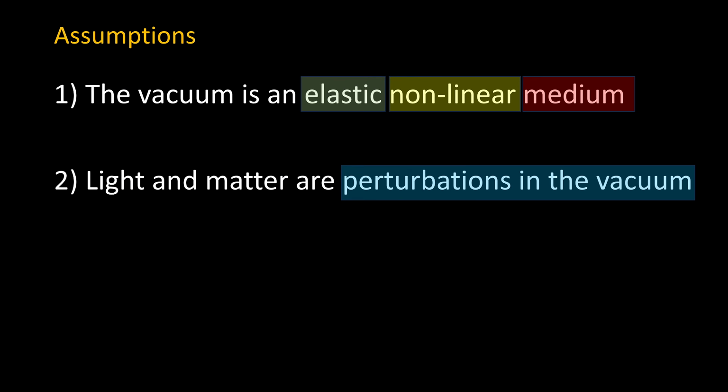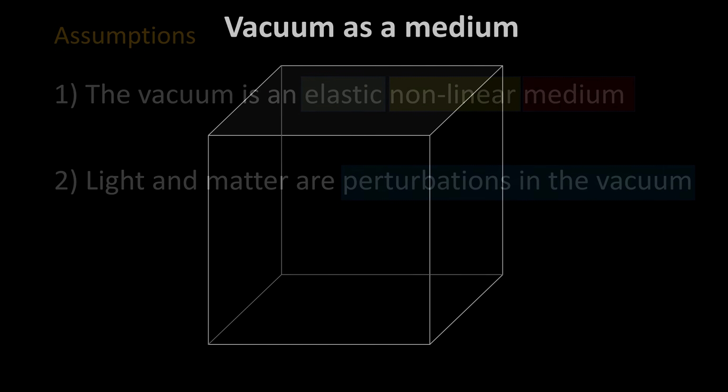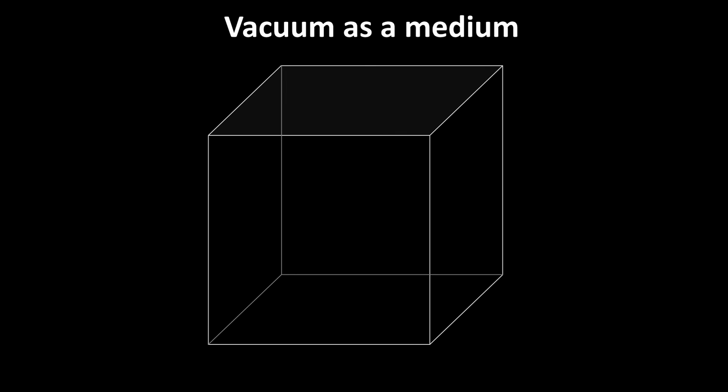The last thing I want to explain is what it means for the vacuum to be a medium and light and matter to be perturbations of the vacuum. And conceptually, I think this is the most difficult idea to explain. In the absence of any radiation or particles, the vacuum is empty space, devoid of any energy, at least not any that we can observe.